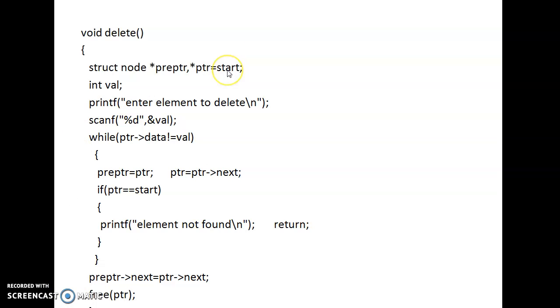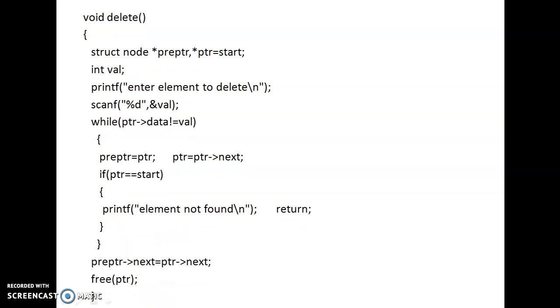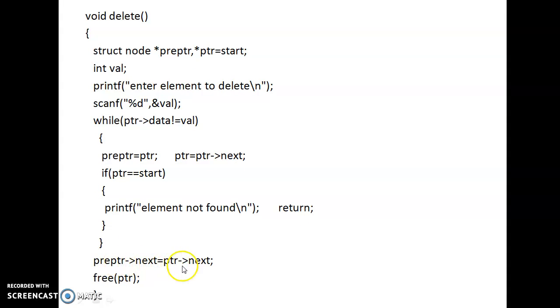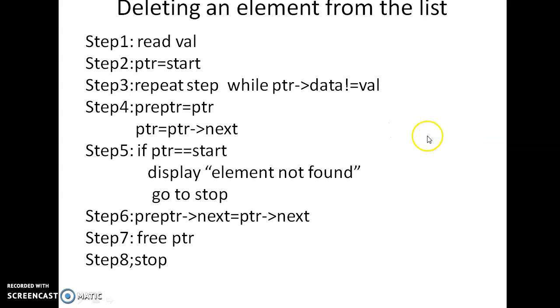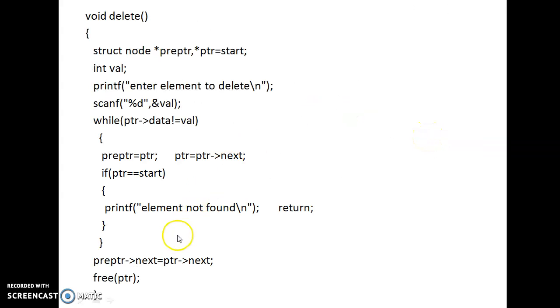So that we are showing as a function here. Pre-PTR and PTR are pointing to the start. And I am reading the value that I want to delete. While the PTR of data is not equivalent to the value, pre-PTR equals PTR and PTR equals PTR of next. Whenever the PTR becomes the start, I am displaying that the element is not found. Whenever the element is found, what are the activities that I am doing? Pre-PTR of next equals PTR of next. See here, pre-PTR of next equals PTR of next. That particular activity that we are doing.